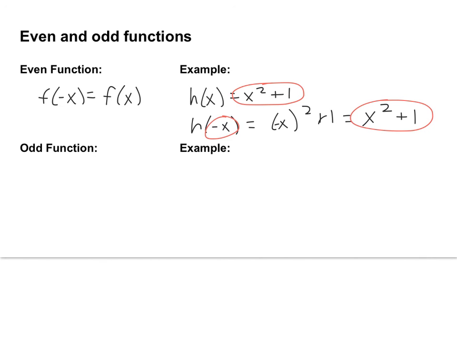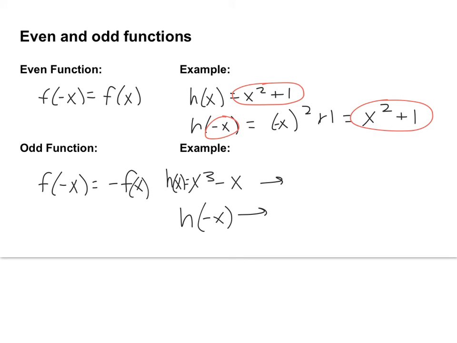Okay, so anytime it ends up the same function as the original, it's going to be an even function. An odd function would look like this. f of negative x is equal to negative f of x. Slight distinction there, but when we look at x to the third minus x, we're getting a good situation where we can model this. And so this is actually h of x equals x to the third minus x. So if I'm going to evaluate h of negative x, watch what happens. I'll put negative x into my function, negative x to the third minus negative x.